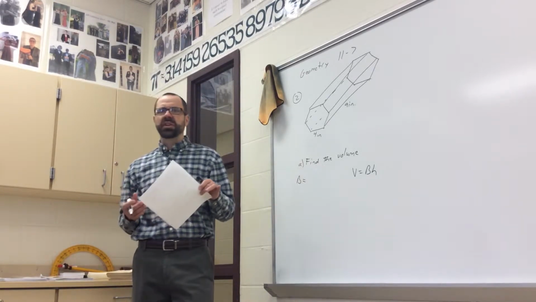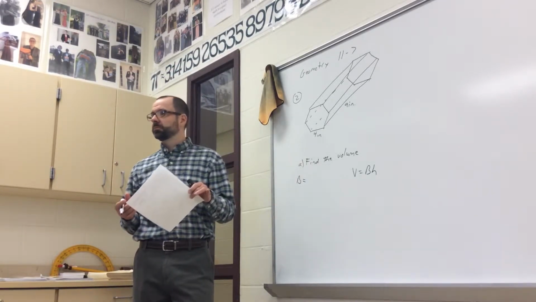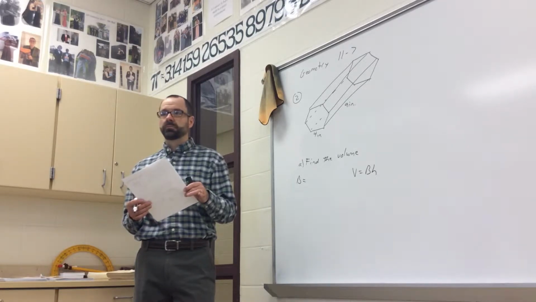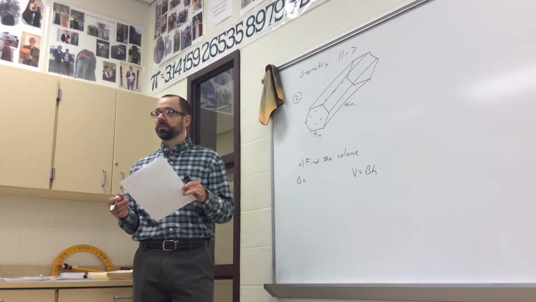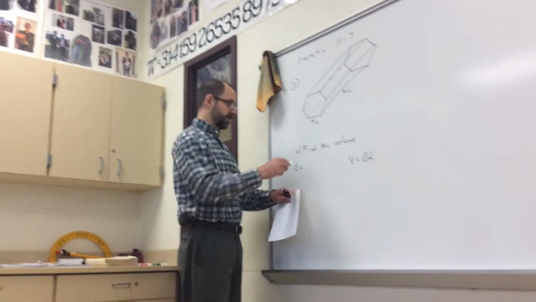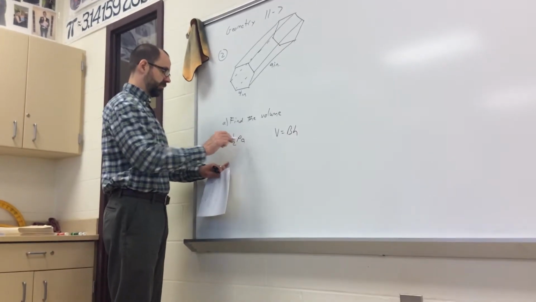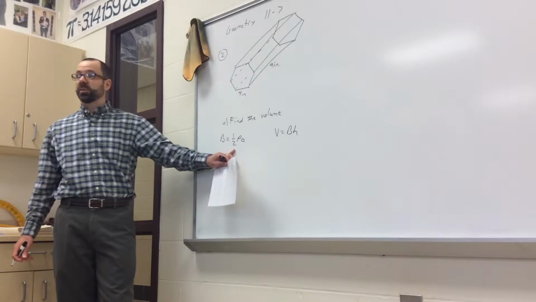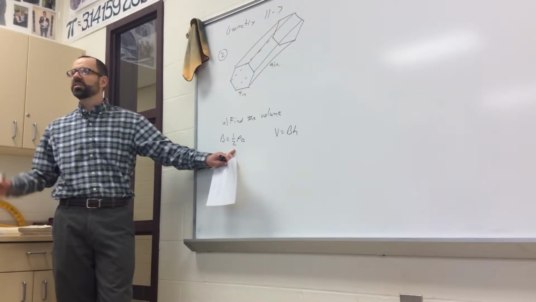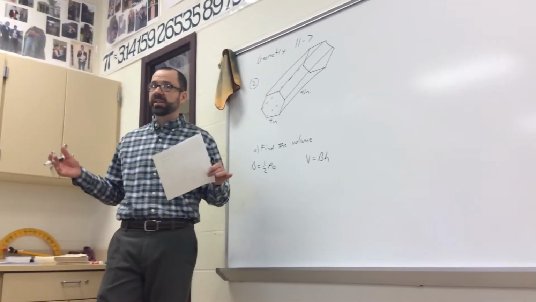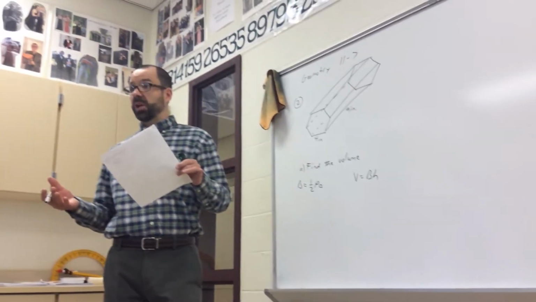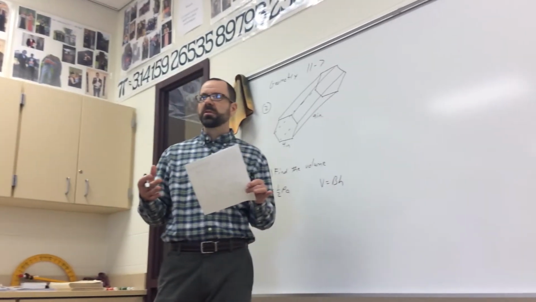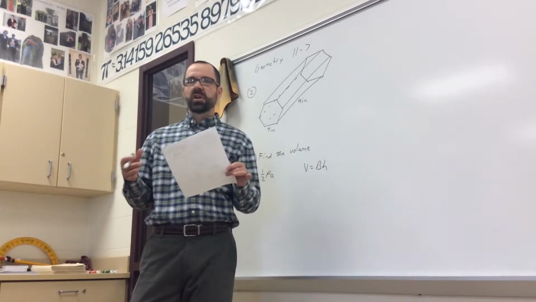So how do you find the area of a hexagon? Good. So 1/2 times perimeter times apothem. That's the formula for the area of a hexagon. Well, it's a formula for the area of any polygon as long as it's a regular polygon. What's a regular polygon again? All sides and angles equal.